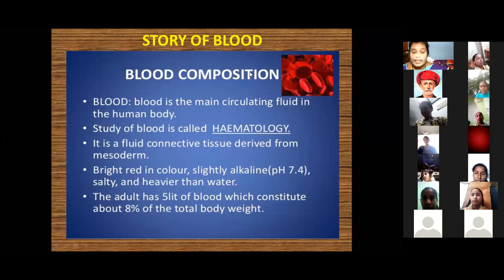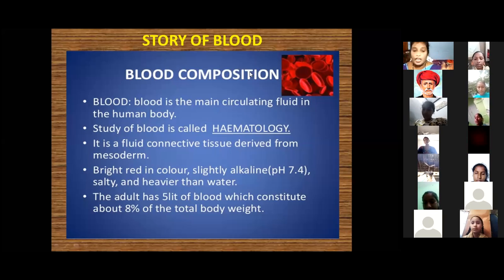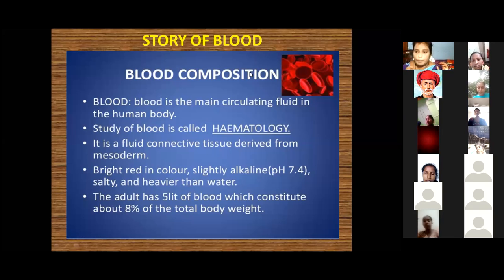Next, the blood is a fluid connective tissue derived from the mesoderm. Blood is one type of connective tissue. We know how many types of tissues there are, and we already learned them in the previous class. In this class, what is the story of the blood? The blood is one kind of fluid connective tissue.